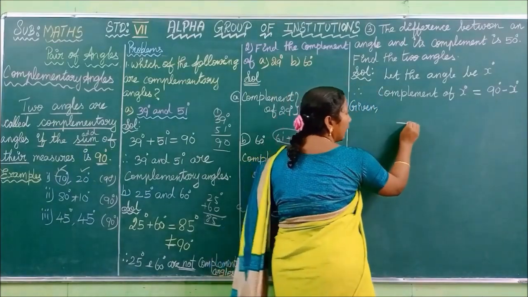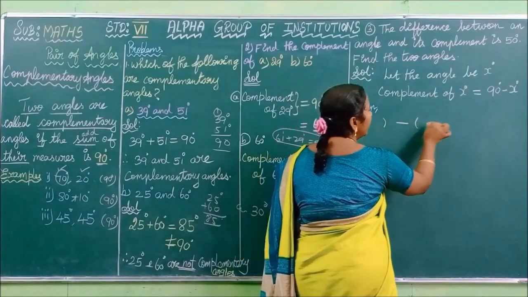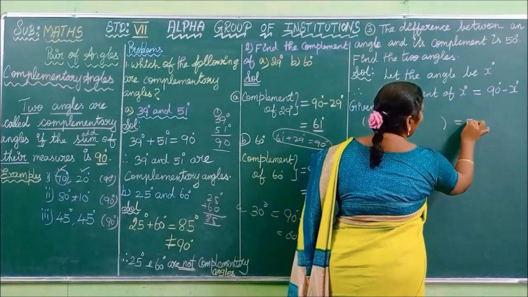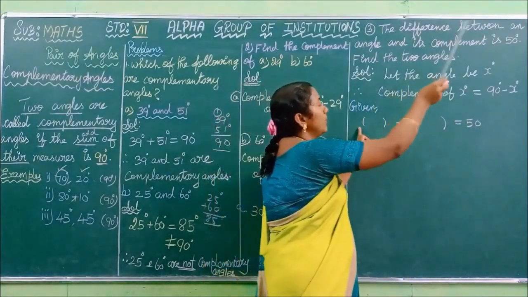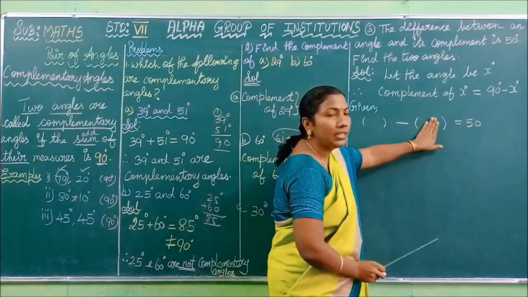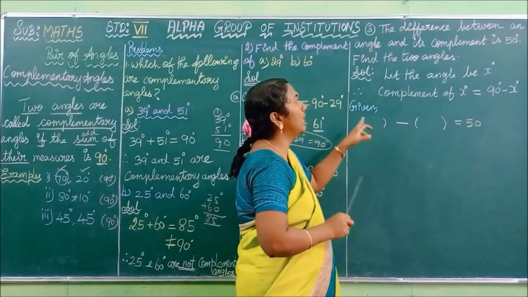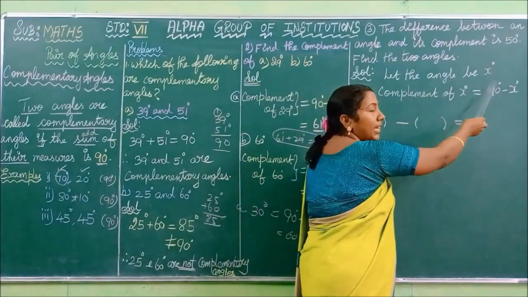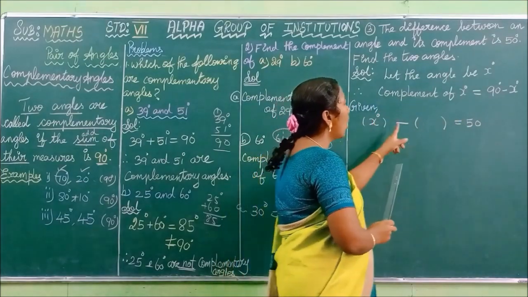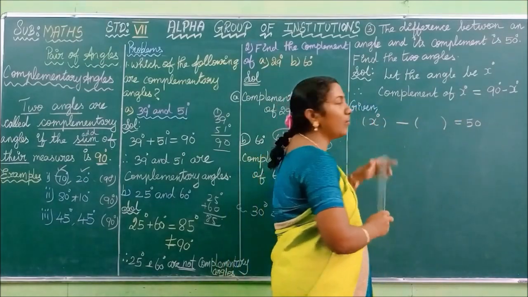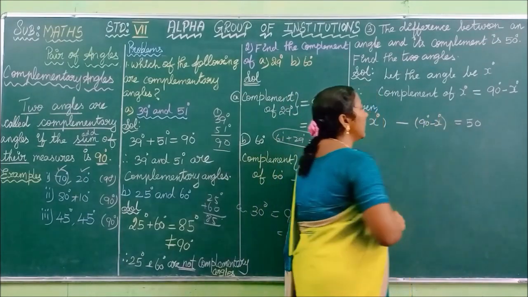The difference means subtraction. Difference between an angle and its complement is equal to 50. Do you understand? What is the data given in the question? Difference between an angle and its complement is equal to 50. How can we define the angle? We are defining that angle as x. And the complement of x. What is the complement of x? 90 minus x. So this is the given data.